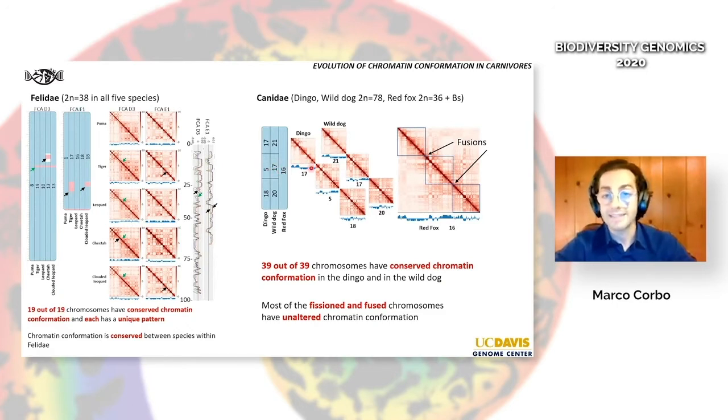When we analyzed the Hi-C map patterns, we identified that every single chromosome has a specific and unique pattern, which is shared between the 2 dogs, but also is shared in the red fox chromosome, which is fused, confirming that there is a conserved chromatin conformation between the 3 species, although the fusion event is present. And then we detected that most of the fission and fused chromosomes have an altered chromatin conformation.